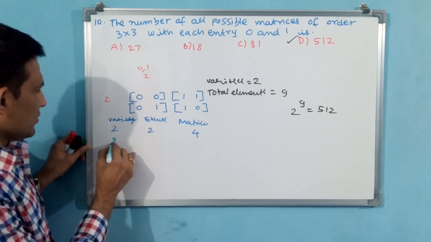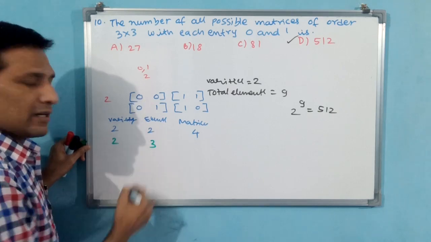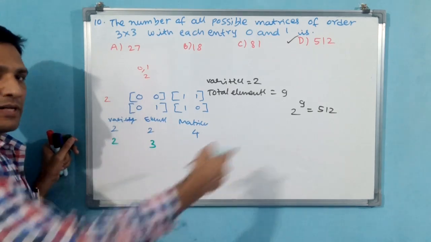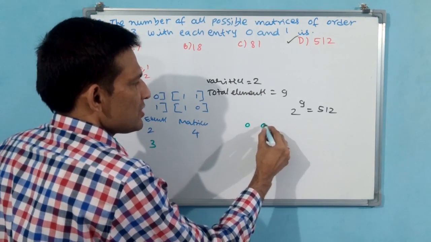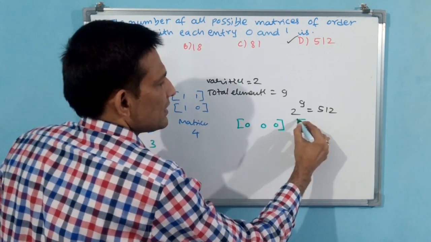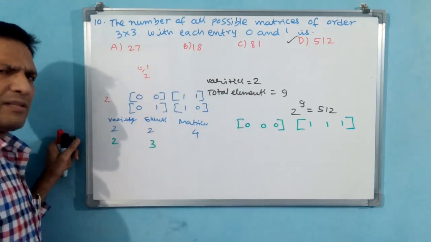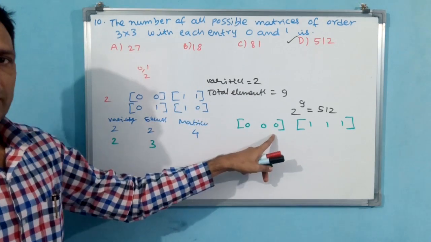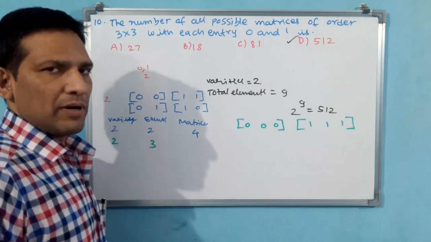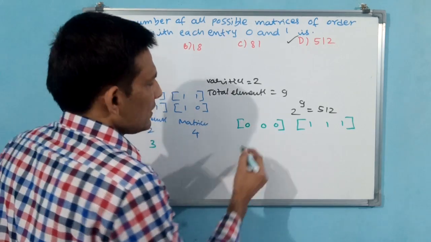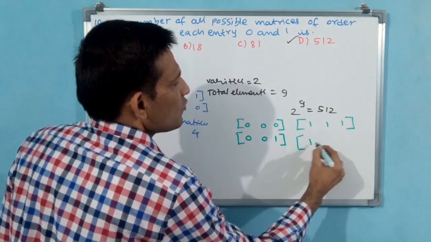Now let me take 3. Because I am taking the same 2 varieties only, 0, 1, and elements now 3 means 3 will come. 1 by 3. How many matrices will come? We will see. First see how I am writing: 0, 0, 0, this is 1. 1, 1, 1, this is 1. See, horizontally and vertically both are the same. Now it has become 1 by 3. Now 3 by 1 you can also write, but the number of elements is the same, so you don't have any problem. All 3 zeros. Now what am I doing? 2 zeros but 1. 2 ones but 0.